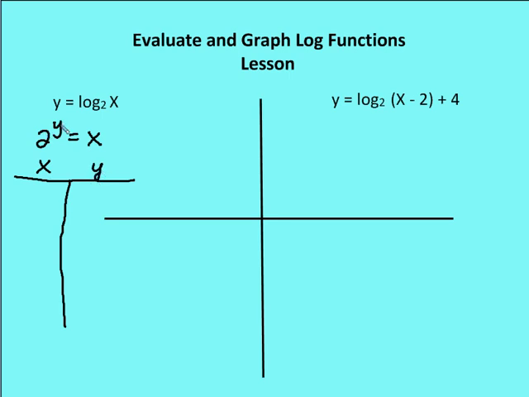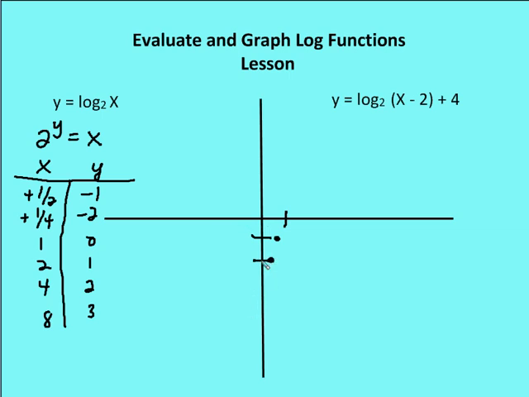When y is -1, then x is equal to 1/2. When y is equal to -2, x is equal to 1/4. When y is equal to 0, x is equal to 1. When y is equal to 1, x is equal to 2. When y is equal to 2, x is equal to 4. When y is equal to 3, I have x equal to 8. Okay, so let's plot these points. I have x at 1/2, y at -1, x at 1/4, y at -2.